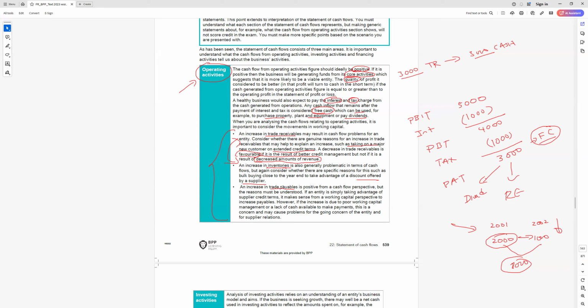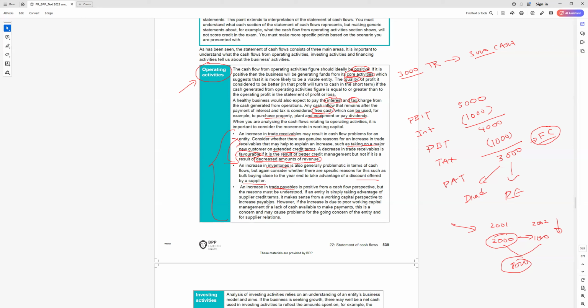At the same time, we have trade payable. As I discussed before, an increase in trade payable is positive from a cash flow perspective. If it is an increase, it is positive from the cash flow perspective, but the reason must be understood. For example, if an entity is simply taking advantage of the supplier credit terms, it makes sense from a working capital perspective to increase the payable.